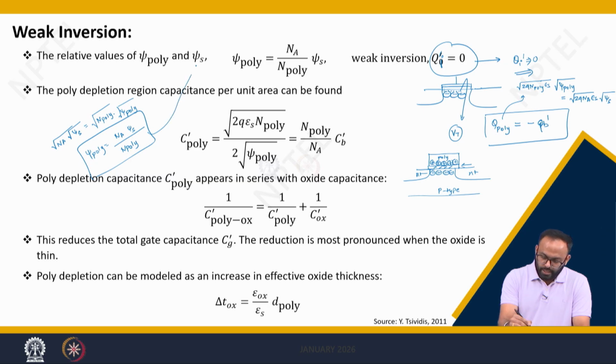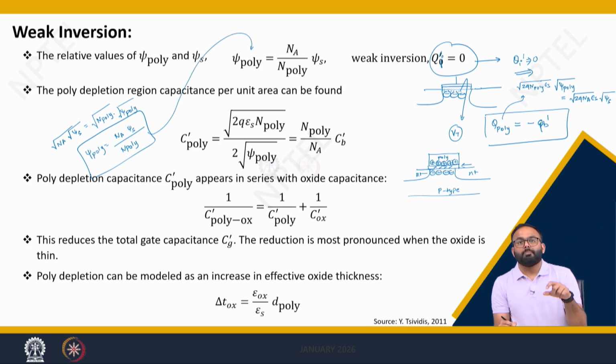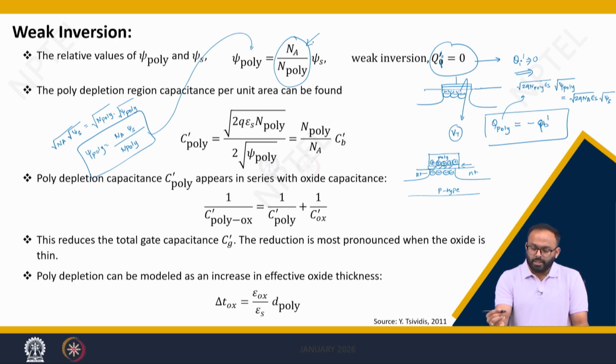So, we can simply relate the potential across the poly depletion to the surface potential across the surface, multiplied by the ratio of their respective dopings. Now, how can we comment on the capacitance of this poly? We can simply take the derivative of charge with respect to voltage.